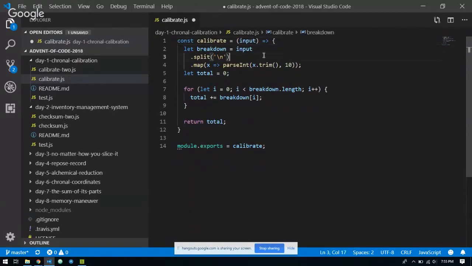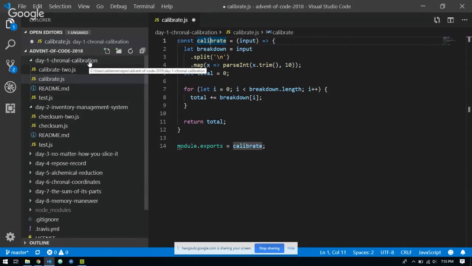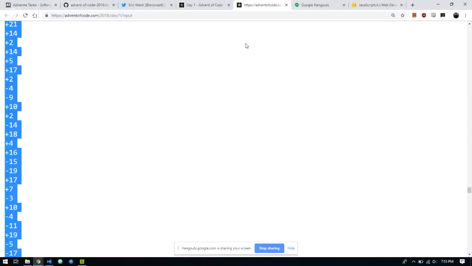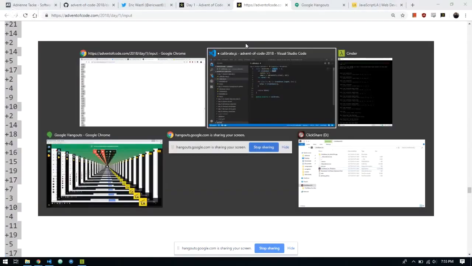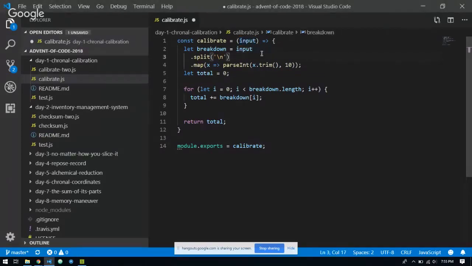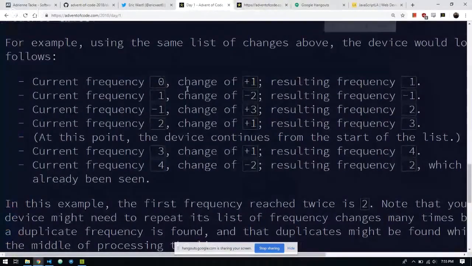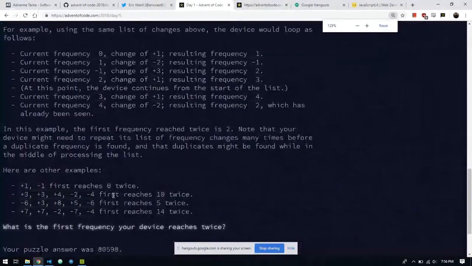Okay. So I created a calibrate function. That's what I called it. That's what this means. I'm declaring a function called calibrate, and I named it because of the name of the day, chronal calibration, calibrate. You can do solver, you can call it whatever you want. Obviously, it's going to accept some input, which would be this thing that's generated for each puzzle. And now we have to do something to it.